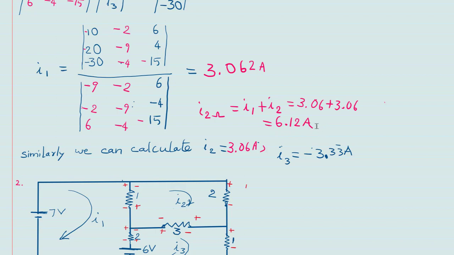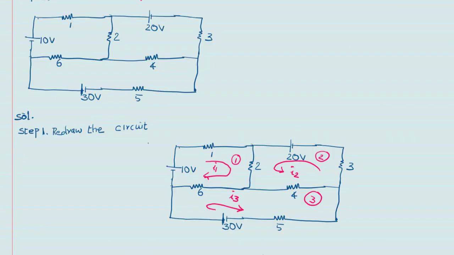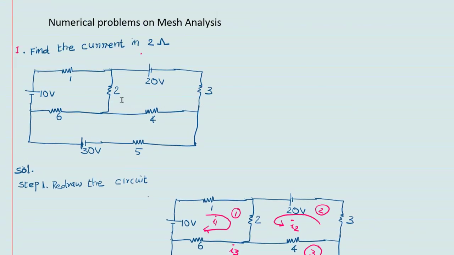So we have used the mesh analysis for this 3-loop circuit, and we obtained all currents in all loops, and we got the current flowing in the 2 ohm resistor.